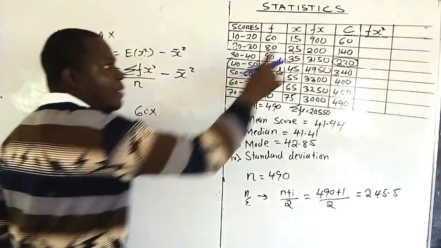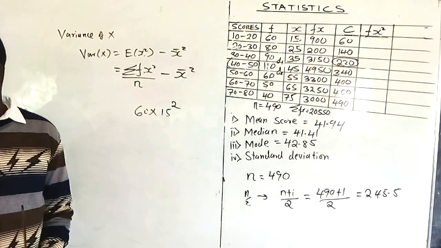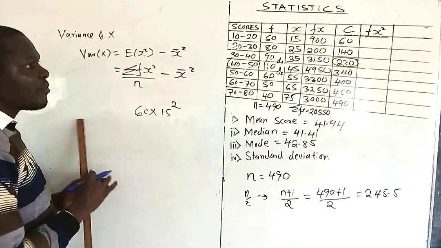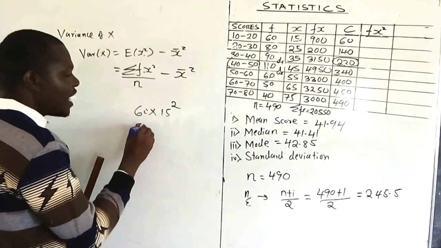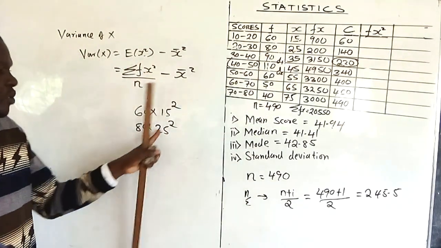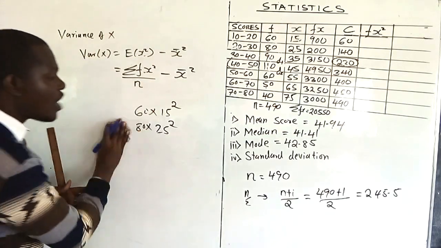F is 60 times x is 15 squared. Only x is squared. Are you seeing that? Then you are done with that first row. You do the same for the second row. F is 80 times 25 squared, in that order, isn't it? Are we together?